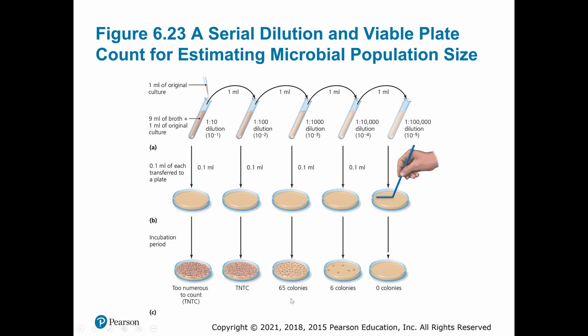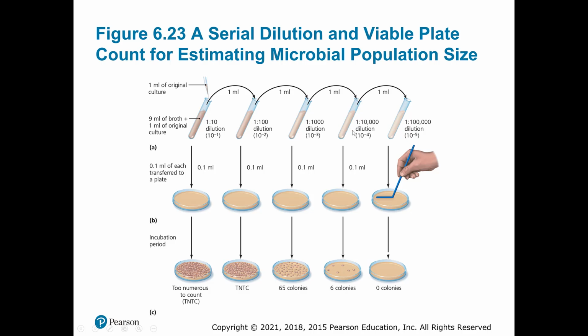So in this example, the first dilution is only diluted by 10. There's still too many cells to count. Even the 1 in 100 dilution, too many cells to count.